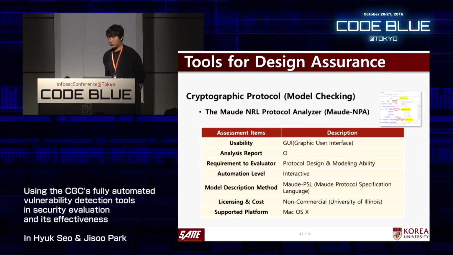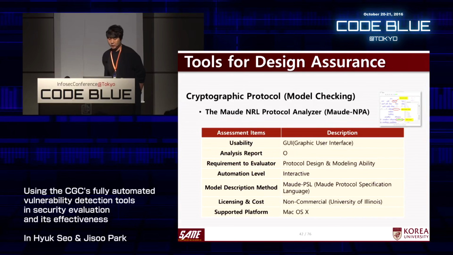Now, before we talk about design assurance tools, I would like to say one thing. All tools at the design level have a common feature: the automation level is interactive. Because these tools need a model abstracted from the software protocol system implementation. So if evaluators use these tools, then they should create a model directly using a specified method, such as script or formal language. In addition, the evaluator must have the ability to understand the protocol and modeling to create the model.